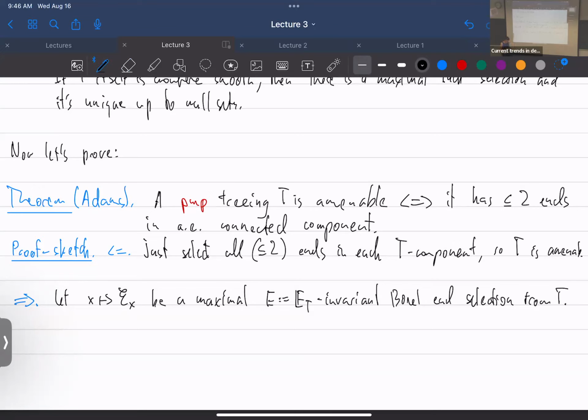Now, some E classes select one end, and some E classes select two ends. That means I can split the space into two Borel sets. On one, all of them selected one end, and on the other, all of them selected two ends. So without loss of generality, I can consider the two cases separately. Without loss of generality, it's enough to consider the following two cases.